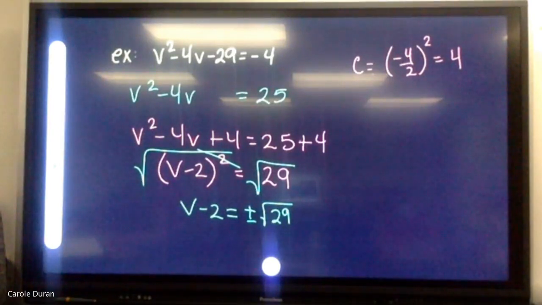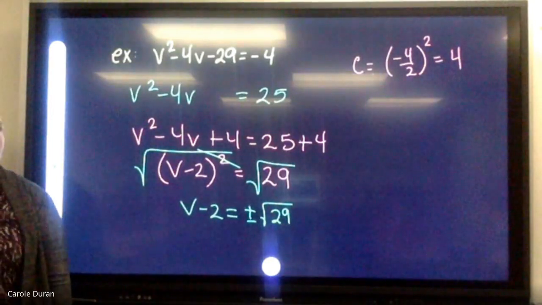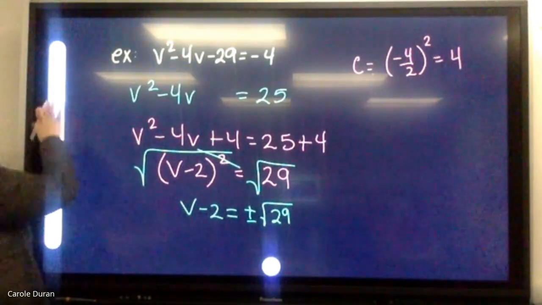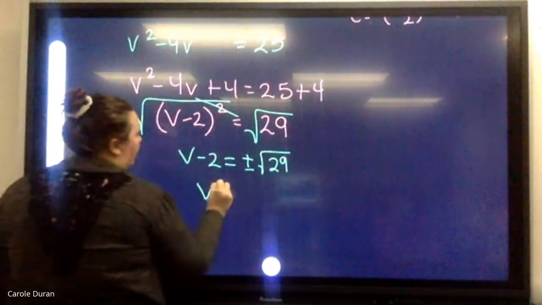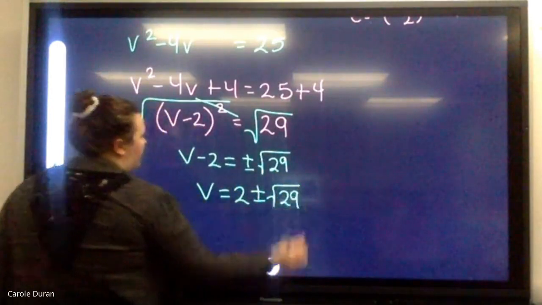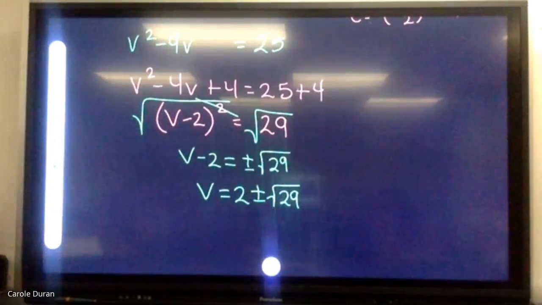This is the part where, can I simplify the square root of 29? No, it's a prime number. Nothing comes out of it, especially not a perfect square. So I just leave it as the square root of 29, which means to finish this, I just add the 2 over from the left-hand side. And I get v equals 2 plus or minus the square root of 29. And then I would put that into curly brackets, separating my 2 terms, and I'm done.